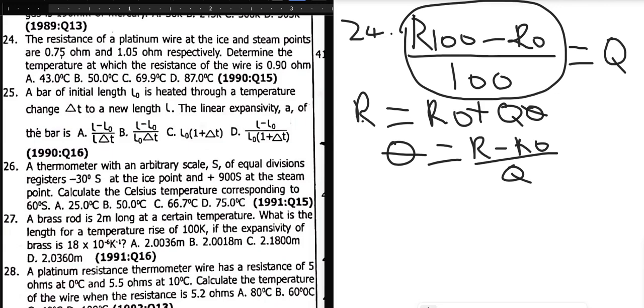So next up, we are going to 25. 25 says a bar of initial length L0. Anytime you see L and anytime you see 0 in anything, just know that that's the initial. So L0 is heated through a temperature change. Temperature change is the later temperature minus the earlier temperature. That is it. To a new length L. The linear expansivity A of the bar is what? So that's asking you what is the formula to solve when the initial length is heated through a temperature.